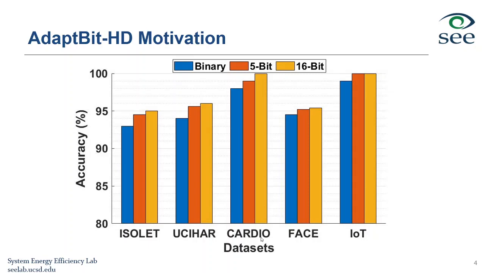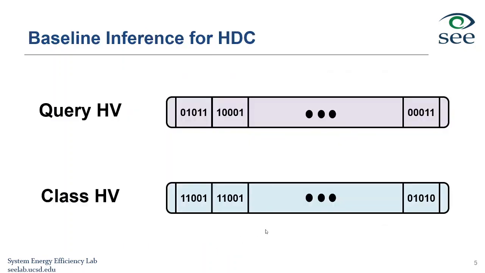So there's a lot of wasted effort if we quantize all samples to 5 bits. It would be better if we could adaptively change the bit width for each sample to save energy and time when the sample is easily classified. That is what AdaptBit HD aims to do. Before going over how AdaptBit HD works, I'll first go into more details about baseline HDC.